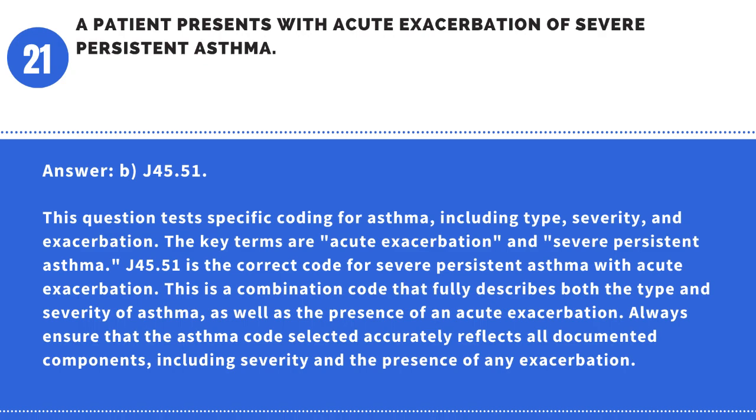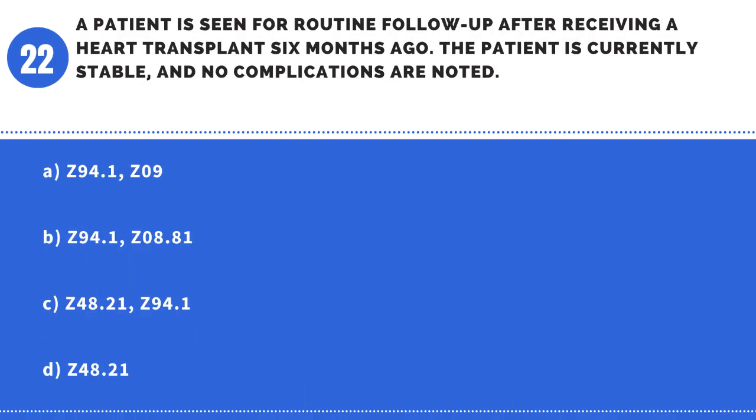This is a combination code that fully describes both the type and severity of asthma, as well as the presence of an acute exacerbation. Always ensure that the asthma code selected accurately reflects all documented components, including severity and the presence of any exacerbation.